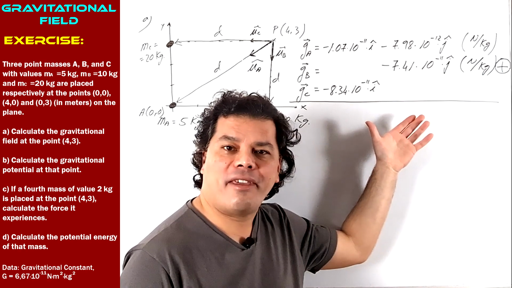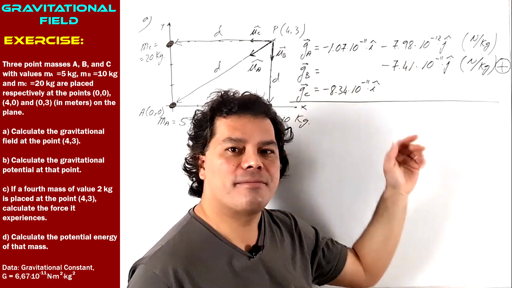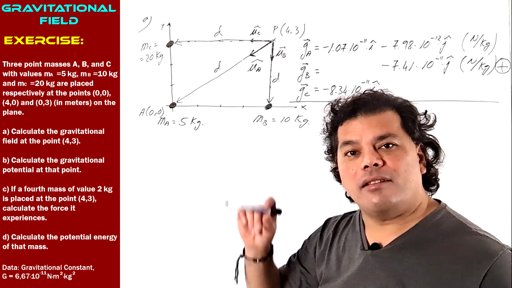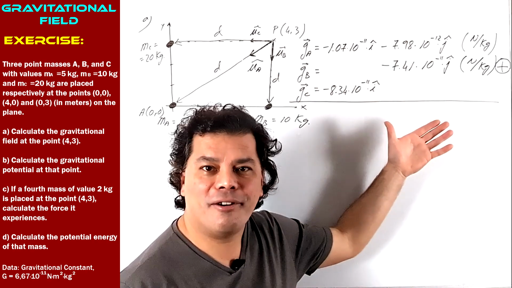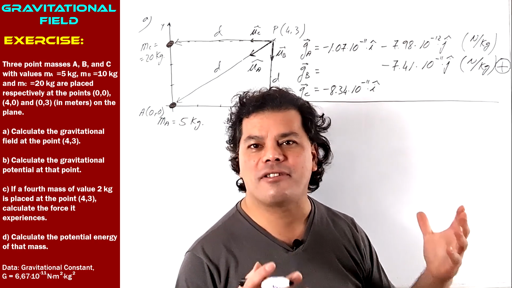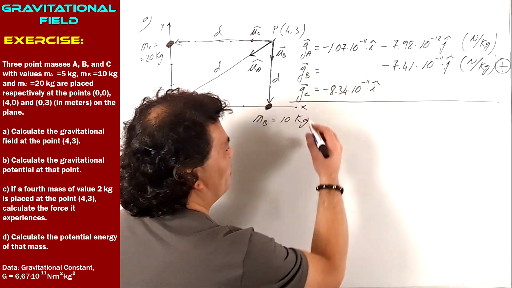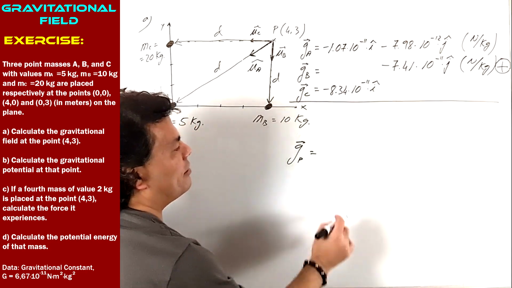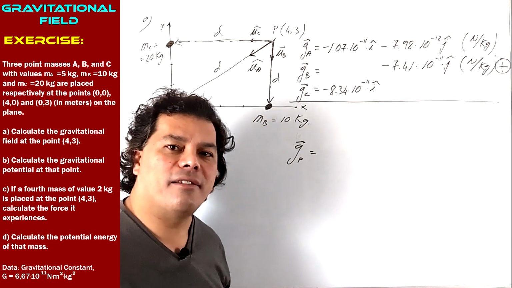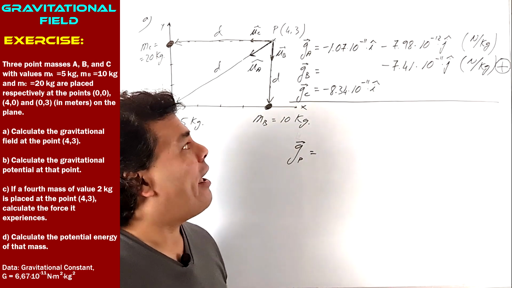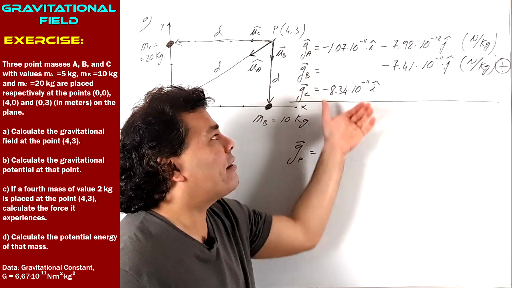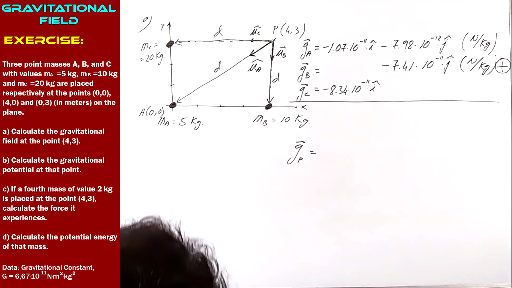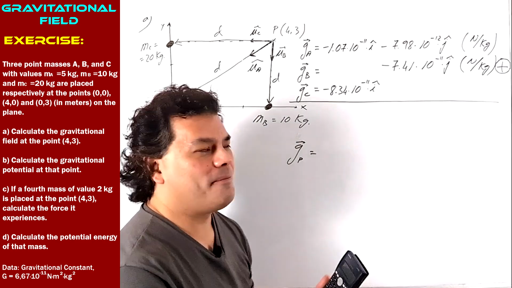Now that we have already obtained the gravitational fields caused by each one of these masses at point P, it's time to add them up in order to obtain the final gravitational field. It will be G sub P, the gravitational field at the point they are asking us to calculate this gravitational field. And we just have to add these magnitudes. We can do it together, so please take your calculator in order to do.